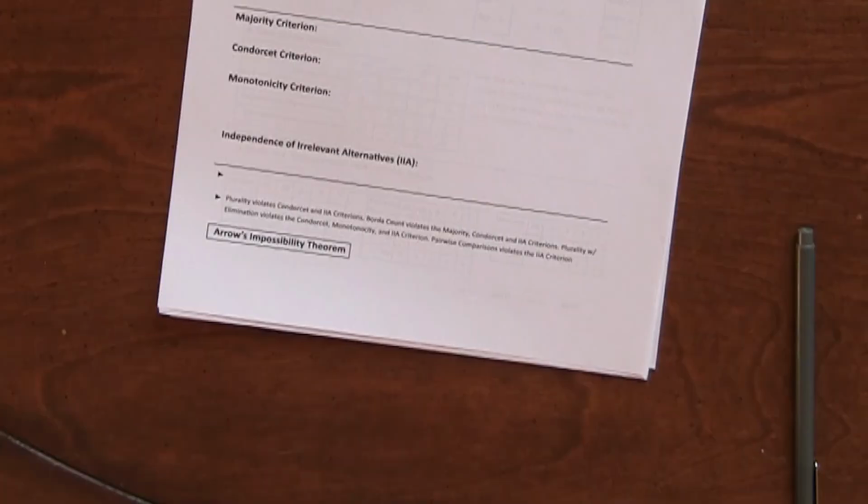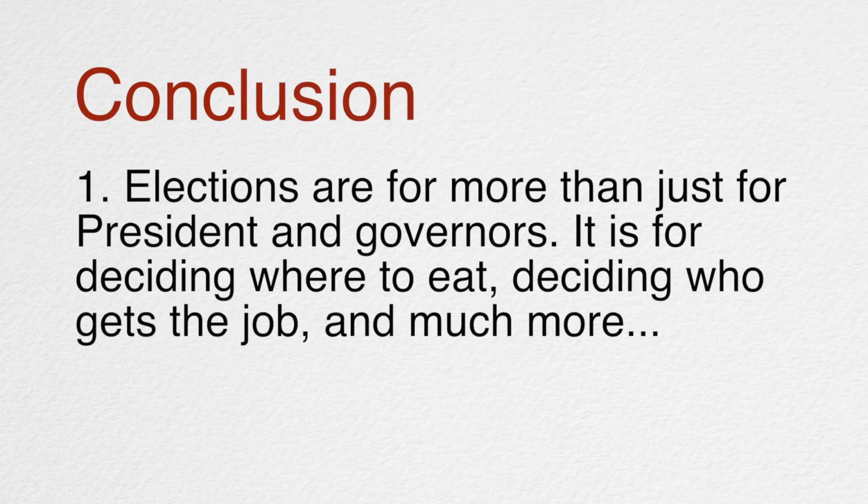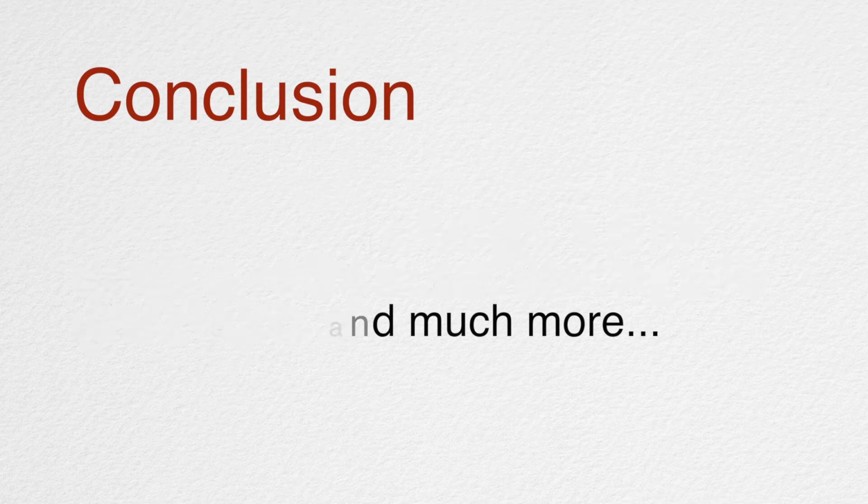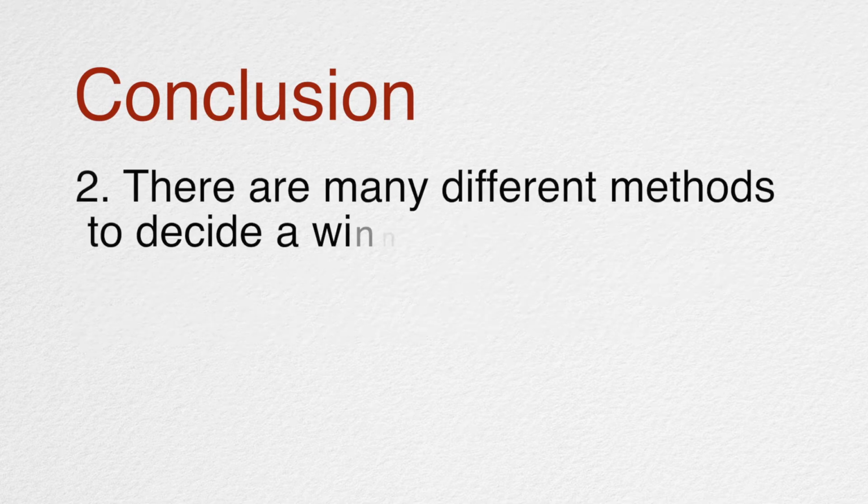You want to know some good test questions? Here they are. Here's a conclusion from all our 4 lessons. 1, elections are more than just for presidents and governors. It's for deciding where to eat or getting a job, or more. I mean, you could really use it for more. 2, there are many different methods to vote. We deal with 4 of them, but there are many different ways.